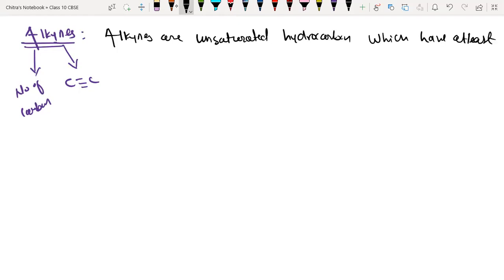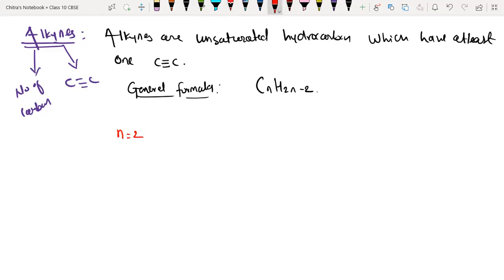At least one carbon-carbon triple bond. The general formula for alkynes is CnH2n minus 2. So let's have one or two examples. I am just taking n equals to 2 first. If we have n equals to 2, then we have the formula CnH2n minus 2.